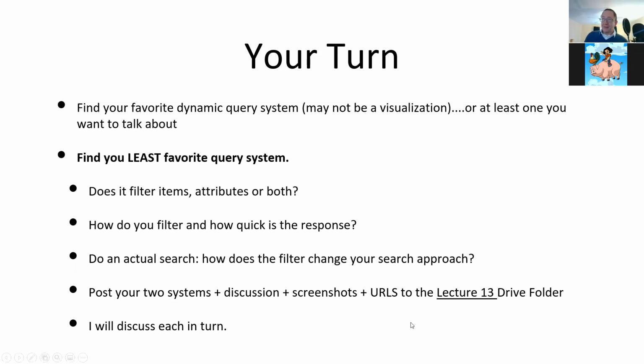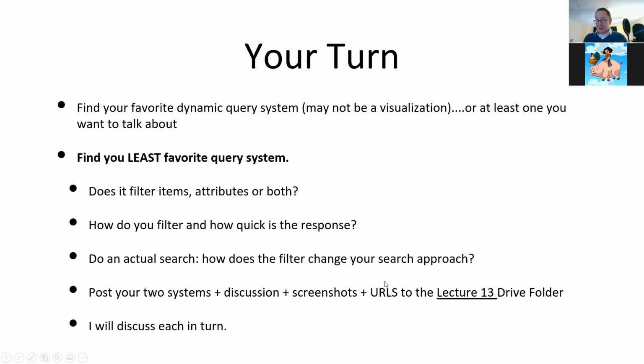Okay, what kind of filtering does it do? Ideally, if you have the time, put down: does it filter attributes? Does it filter items? Does it filter both? How quick is the response? How is it dynamic? Is it not? When you do an actual search, what does it filter? And so ideally what I want is 2 systems, but the big one is just give me the worst. That's the important one. Maybe a screenshot and the URL so we can actually look at it.